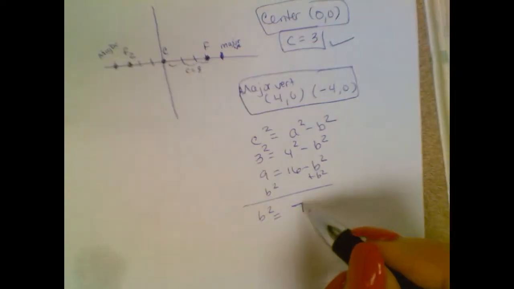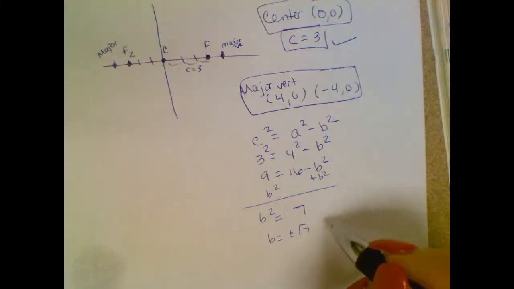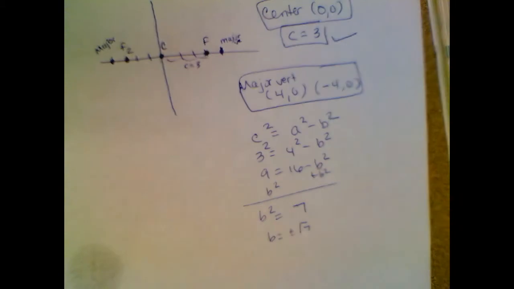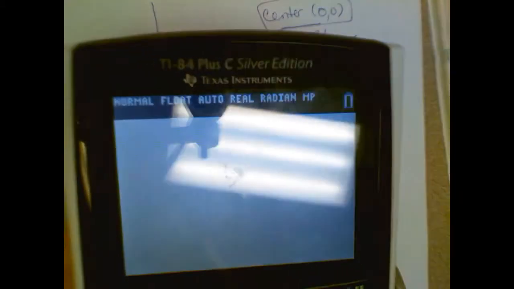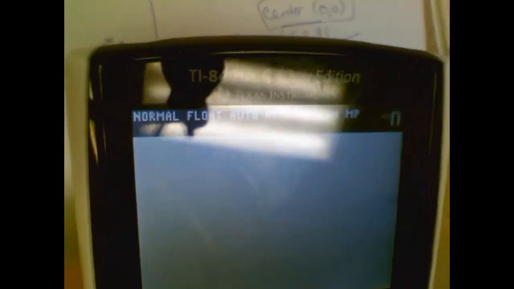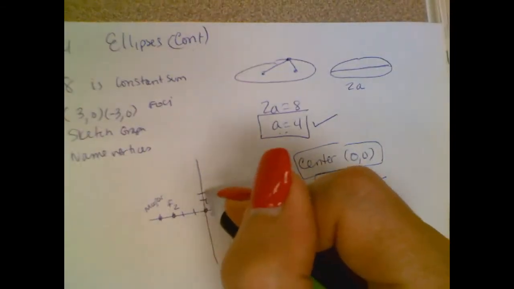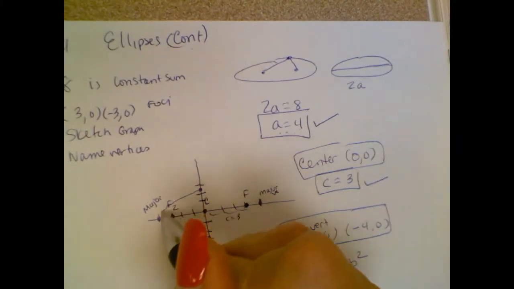So, what's the square root of 7? It's, I don't know, 2 point something. Help me out here. Let me look. What's the square root of 7? See, it's 2.6. So if you want to graph that, it's like 2.6 here and 2.6 here. Now you can graph it and you can draw it.